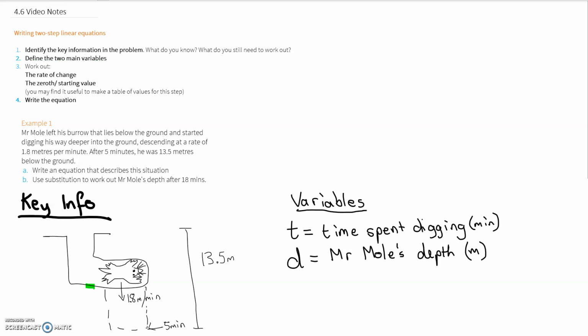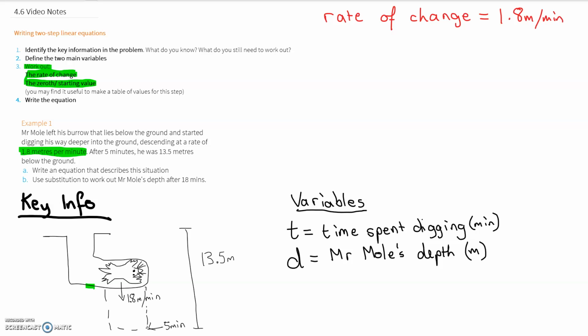Okay, cool. So we've defined our variables. Now we need to do the really important step. We need to work out the rate of change and the zeroth or starting value. Now, conveniently in this problem, the rate of change is already given to us because we know that he's digging downwards at 1.8 meters per minute. So his rate of change is 1.8 meters per minute.